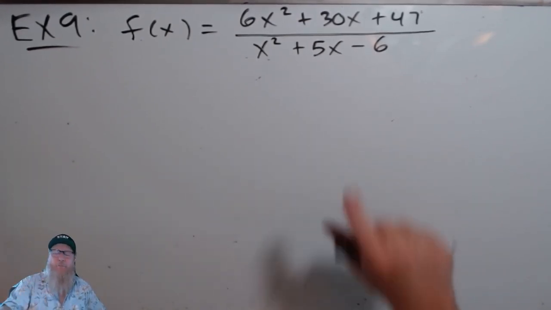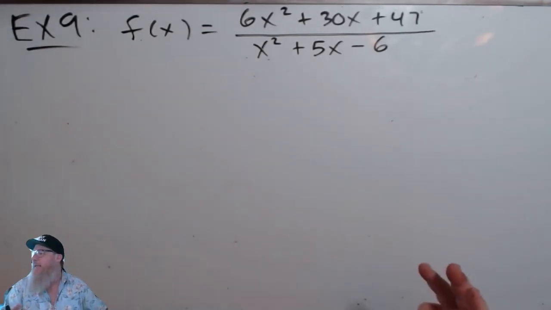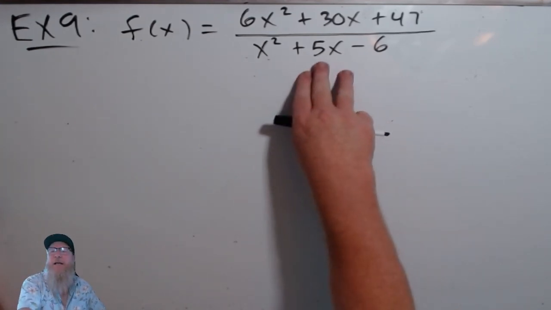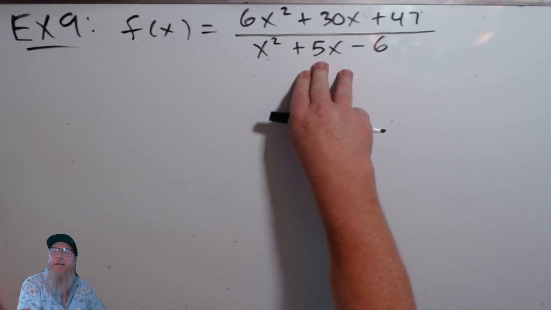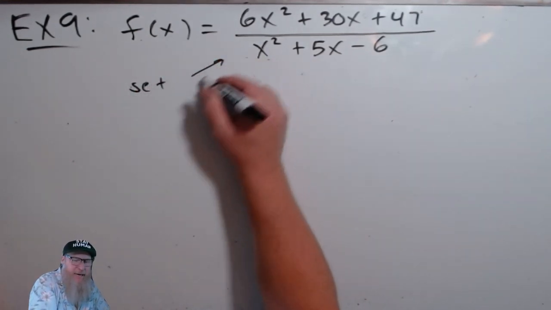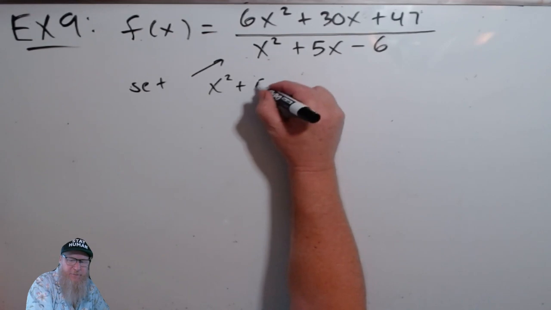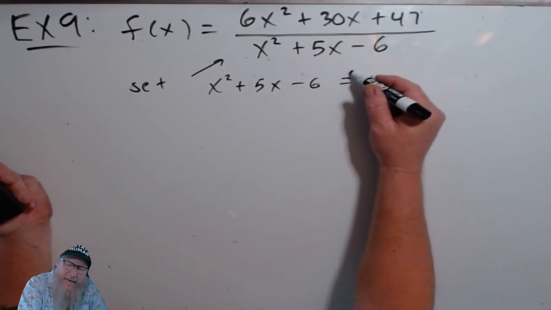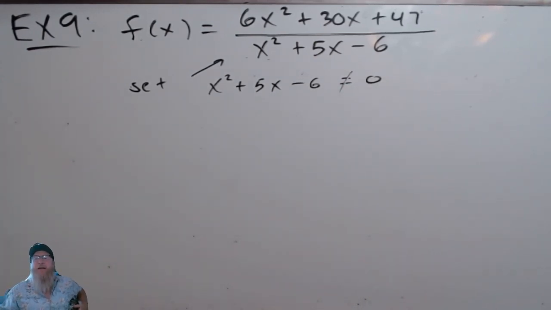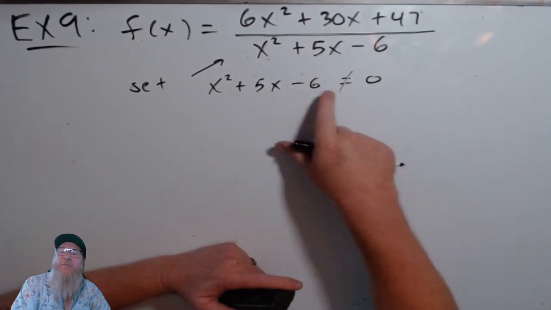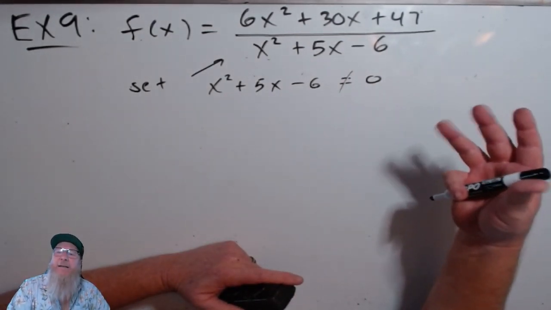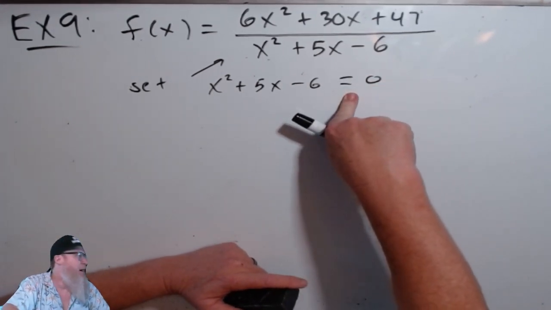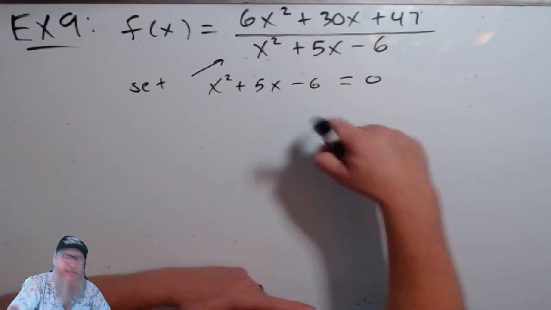Now again, with rational functions, you want to look for the domain and then find the partition numbers. The partition numbers include numbers that are not part of the domain. So we're going to set the denominator equal to 0. You only do this for rational functions. Or you could set it not equal to 0, it means the same thing. It's semantics. You're saying that these values are not part of the domain, so because they're not part of the domain, they are partition values. I want to find the partition values, so I'm just going to keep it as equal to.